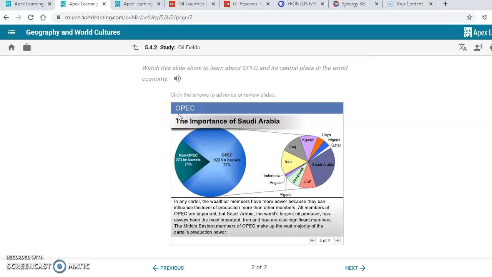The Organization of Petroleum Exporting Countries, the importance of Saudi Arabia. In any cartel, the wealthier members have more power because they can influence the level of production more than other members. All members of OPEC are important, but Saudi Arabia, the world's largest oil producer, has always been the most important. Saudi Arabia has the most oil, so they have the most control, and these are the other leading nations in oil. The Middle Eastern members of OPEC make up the vast majority of the cartel's production power.